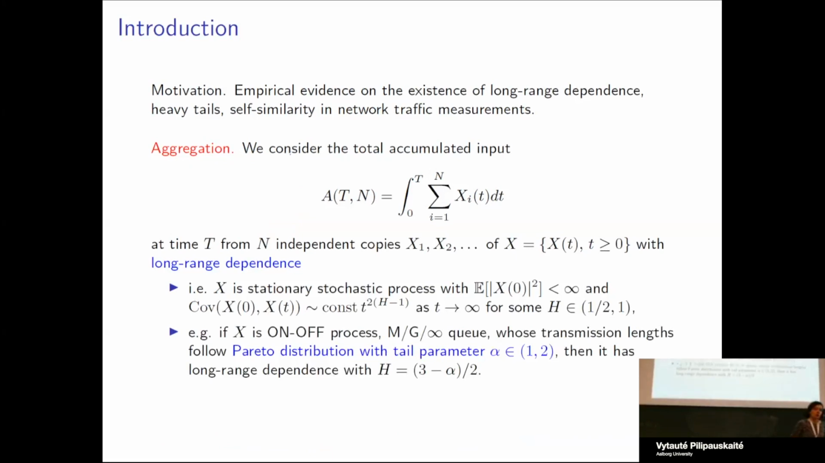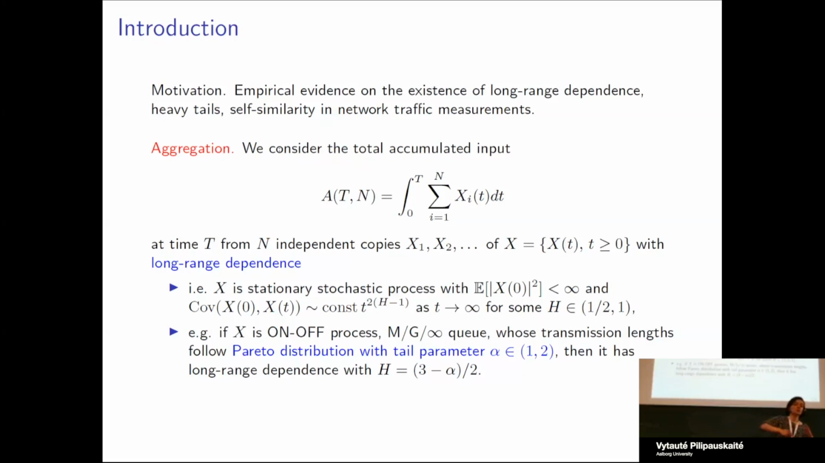So, motivation. Empirical studies find evidence of long-range dependence, heavy tails, and self-similarity in network traffic measurements. So, what is the reason behind these three characteristics? A popular theoretical explanation uses aggregation. So, we consider an aggregate here denoted with A_T(N), which has n independent stochastic processes summed pointwise and integrated over time interval 0 to capital T.